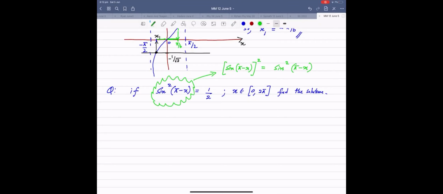So I'm stuck on the second solution. Okay. So did you draw the figure before you do that?